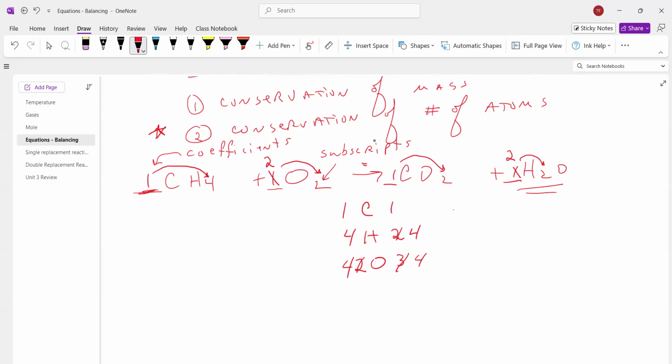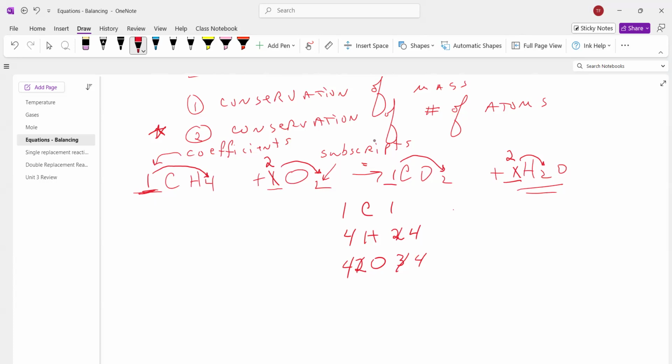So you want to look at the sum of all the atoms, not just one of the parts, the sum on each side. The sum on the left has to be equal to the sum on the right. That's why when we ended up with 4 oxygens, we needed to kick up the O2s to 2, so we get 4 oxygens there. Now, sometimes this can get quite complicated.